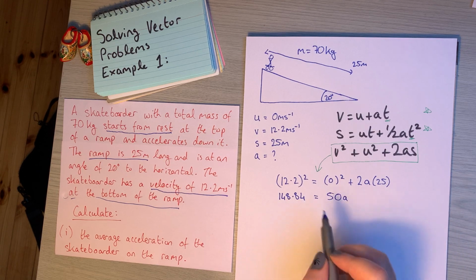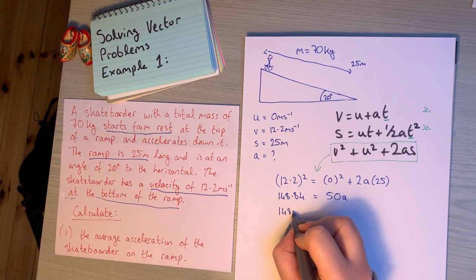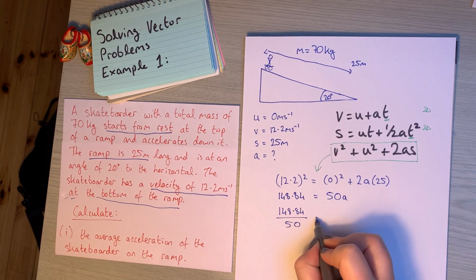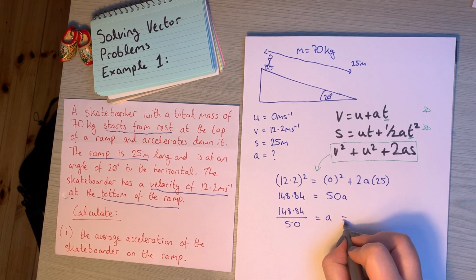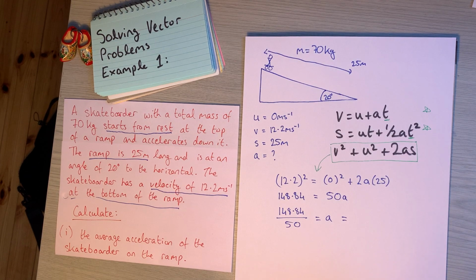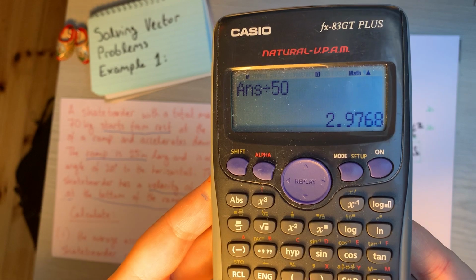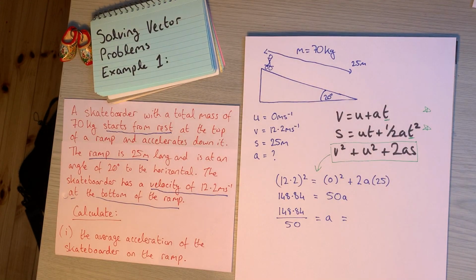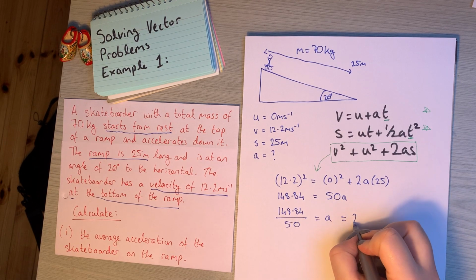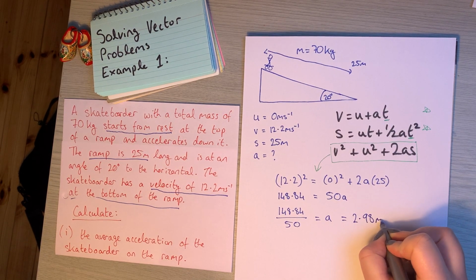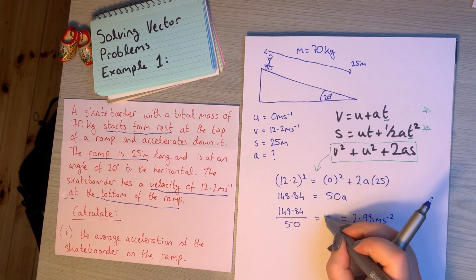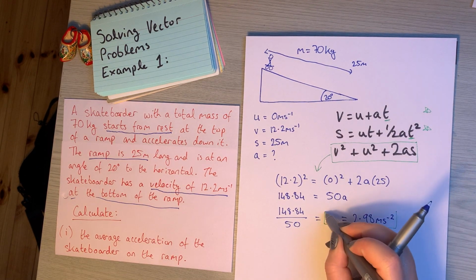Then we can divide both sides by 50. So we can say 148.84 over 50 is equal to our acceleration. And if we divide it out, that's equal to an acceleration of 2.9768 meters per second squared. But we can round that up to 2.98 meters per second squared. And that there is our answer to part one.